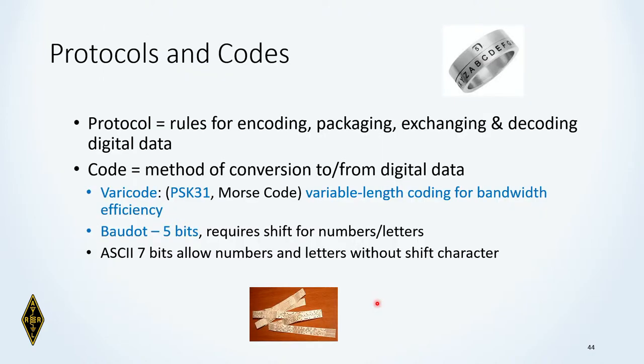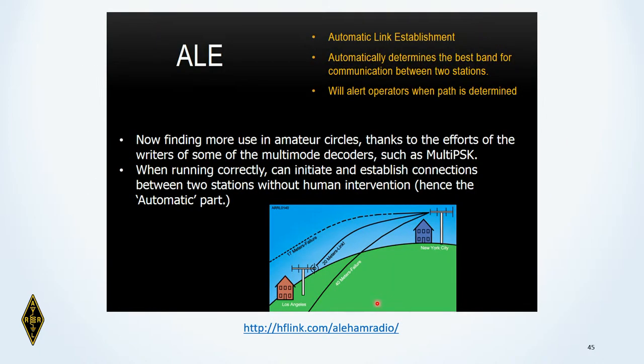So we're going to get into this in greater detail. For now, just take that as a beginning. There's something called ALE, and it's not something you drink. Well, it is something you drink, but not in this case. So automatic link establishment is what that stands for. And this is a protocol that will automatically determine the best band for communication between two stations. And that'll let you know when it happens.